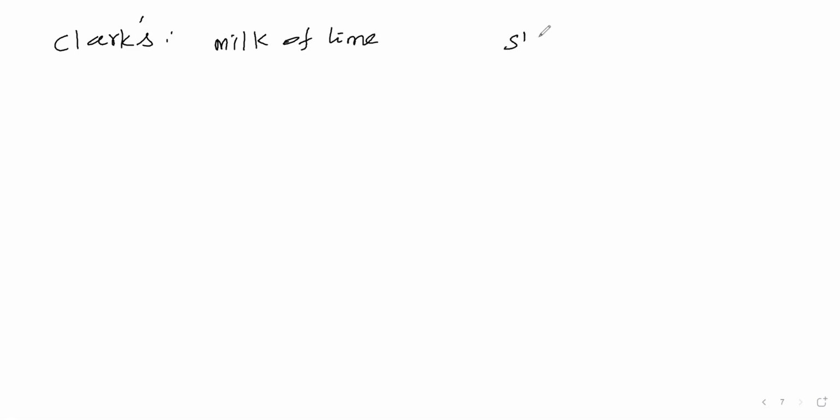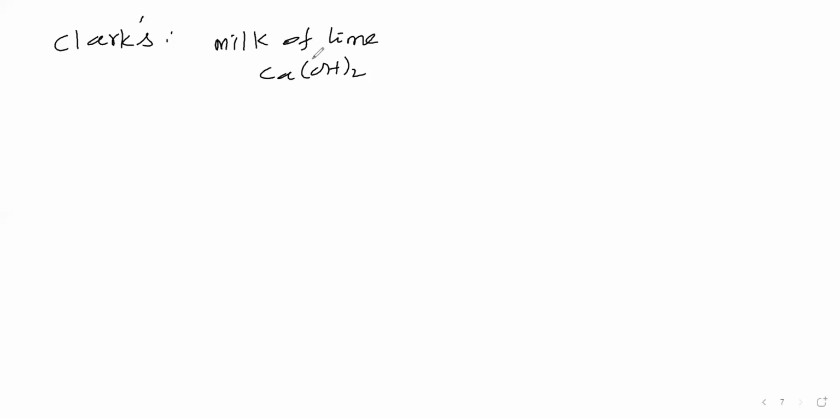Then there is slaked lime. Milk of lime and slaked lime both have the same formula, calcium hydroxide, Ca(OH)2. Then what is the difference? Slaked lime is an aqueous solution of calcium hydroxide, while milk of lime is a suspension of calcium hydroxide. A suspension is not a clear solution; some insoluble calcium hydroxide is also present. So we will take milk of lime.